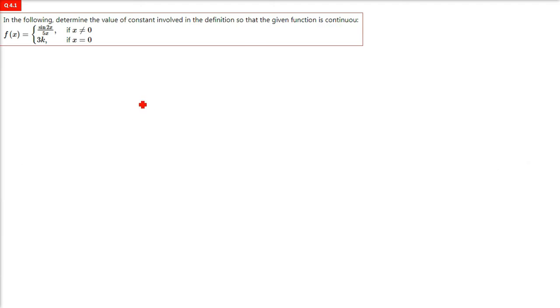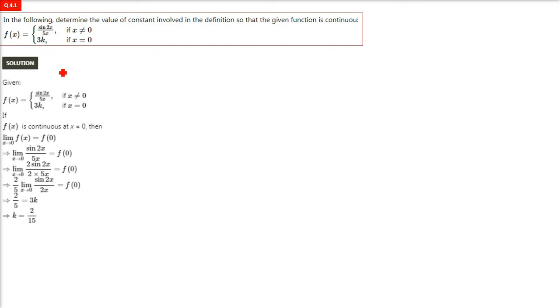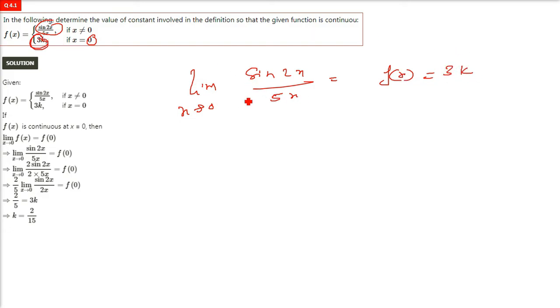Okay, next is in the following, determine the value of the constant involved in the definition so that the given function is continuous. Now, as per the definition, sine theta is continuous. 5x polynomial function is continuous. 3k is a constant, k is some constant. So we'll just apply the limit x tends to 0 for sine 2x by 5x, and we'll equate it with the value of the function at 0, f(0). But the value of the function at 0, f(0), is nothing but 3k. It is already given in the question. So we'll apply the limit here and equate it to 3k.